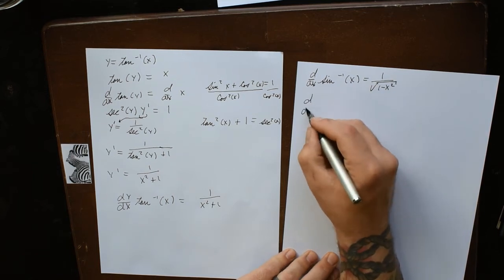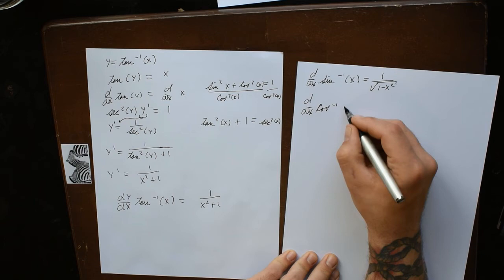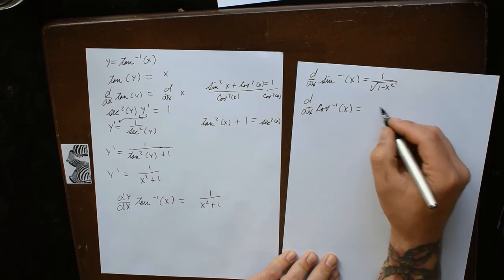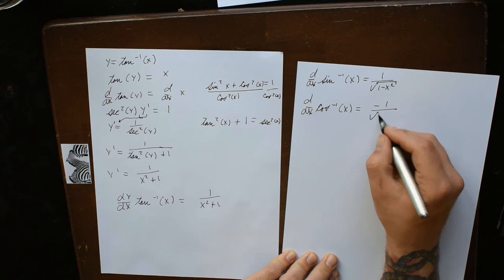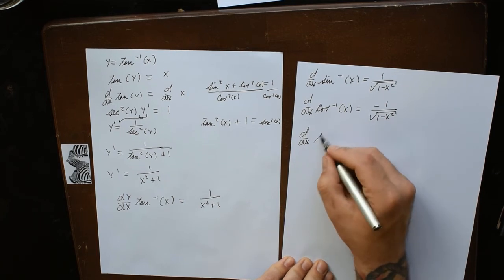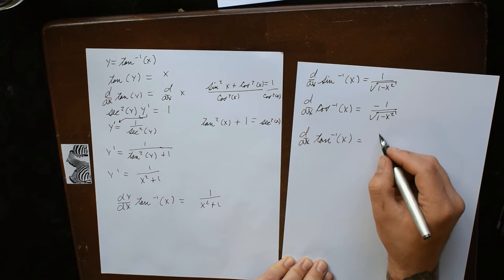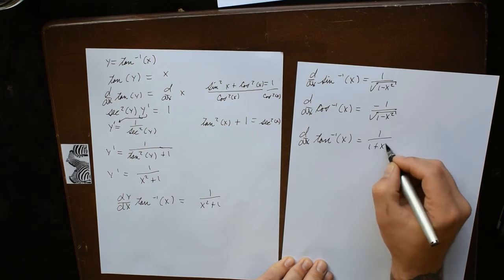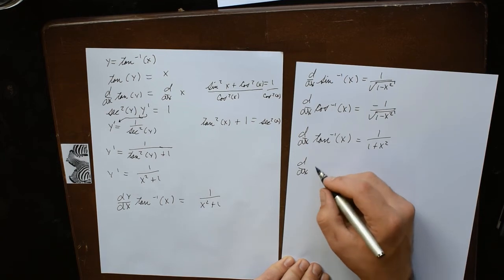The derivative with regards to x of the cosine inverse of x is equal to negative 1 over the square root of 1 minus x squared. The derivative with regards to x of the tan inverse of x is equal to 1 over 1 plus x squared.